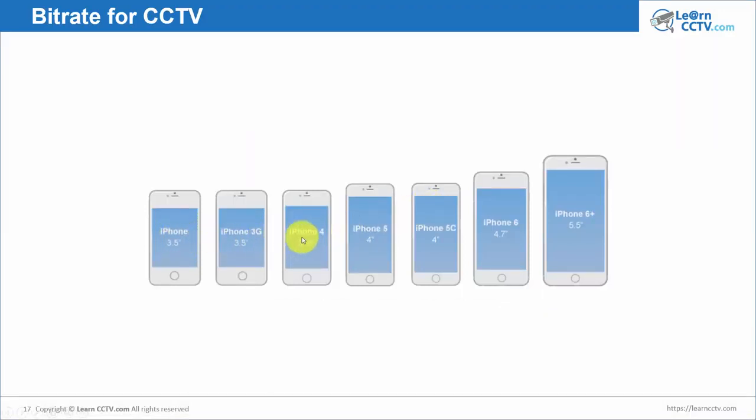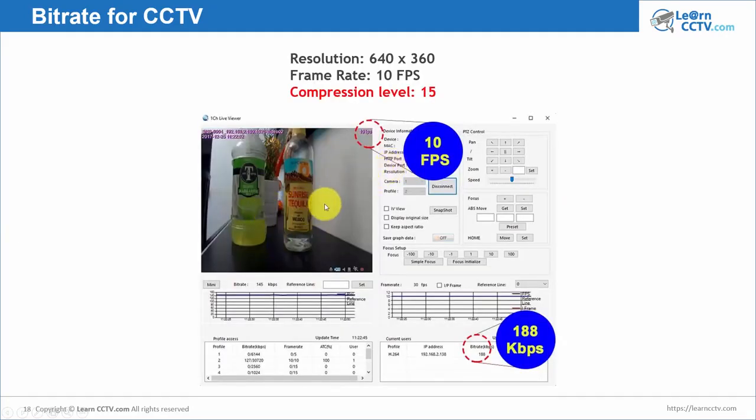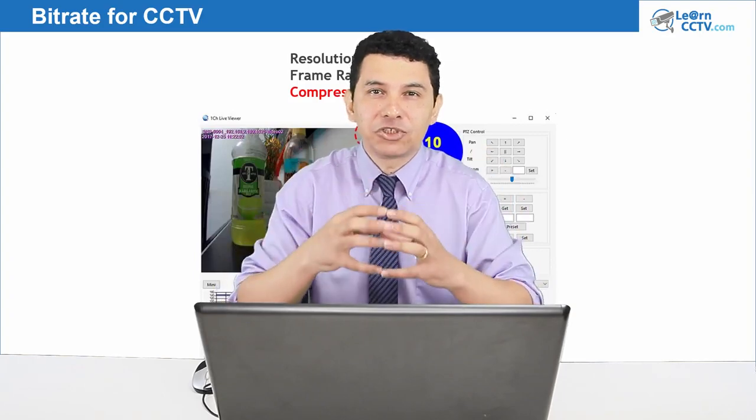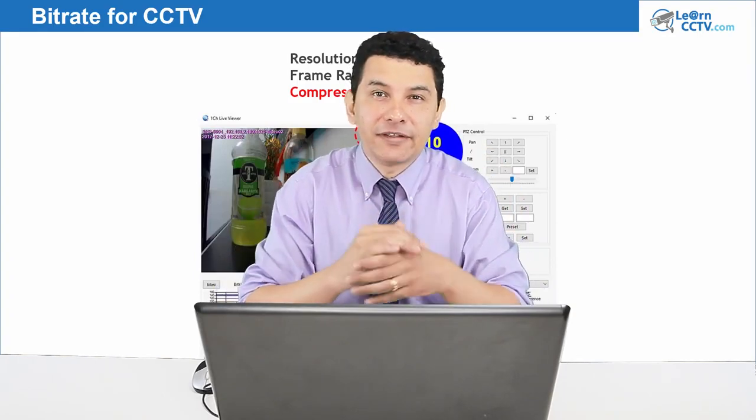You have iPhones, for example, with different sizes here, right? But the screen is not that big. So the idea is that you can configure your camera like this, for example, with the resolution 640 by 360, 10 frames per second, compression level 15. You go to your camera, you configure your camera like this, and you see that you have 10 frames per second here, and you see everything else. You go to your camera to configure that, and then you have 188 kbps, okay? So you are compressing a lot, you're using less resolution, less frame rate, and you have a better bit rate at the end of the day.